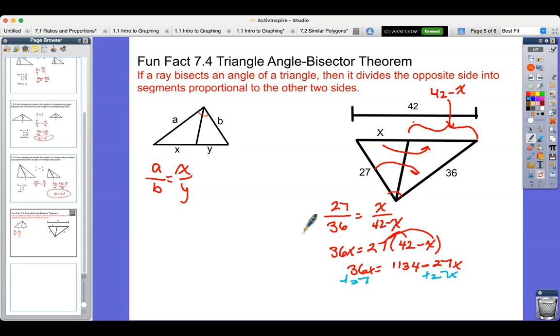What did we get, y'all? I'm going to continue over here. 63x equals 1,134. How do we solve for x? Yes, we divide both sides by 63. 63 divided by 63. X equals 18. Now though, if x equals 18, what's the value of this other side over here? We'll replace this with 18. So we do 42 minus 18. Then our missing side is 24.